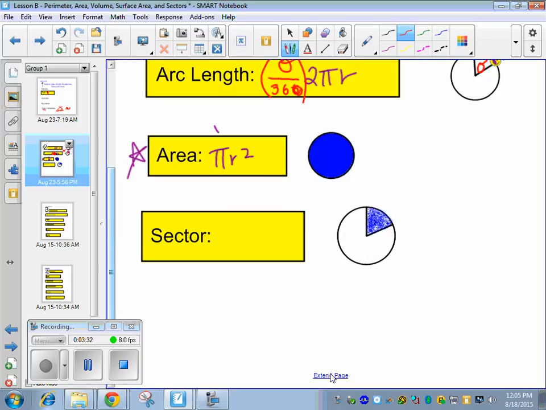Now we've got sector. Sector is the same thing, except this time we're not talking about the pizza crust. We're talking about the whole area of that piece of pizza. So what's the area of the piece of pizza? Well, the whole area is pi r squared. And we just want a fraction of it, so theta over 360. Same thing where theta is the angle inside the piece of pizza, also known as the central angle.